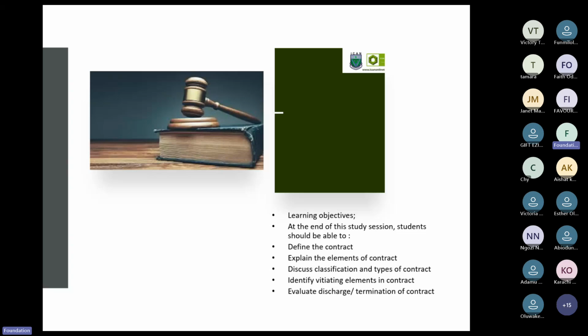You should be able to discuss the classification and different types of contract and its impact on business transactions. You should be able to identify vitiating factors or elements in contracts. And lastly, you should be able to talk about the discharge of contract. Discharge of contract represents various ways of bringing contracts to an end. And also, you should be able to explain to me what we call privity of contract.